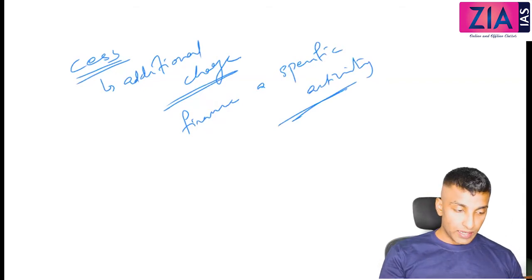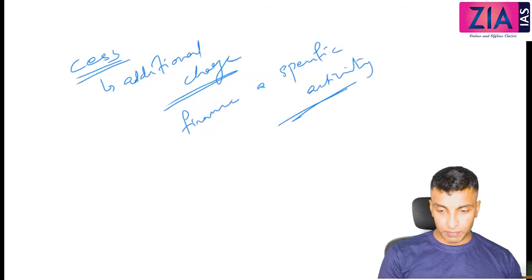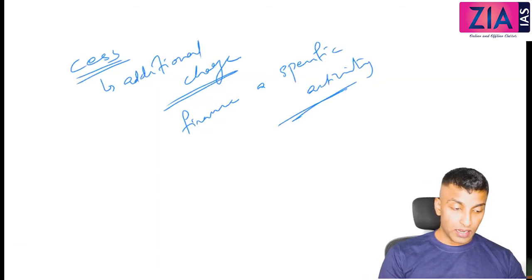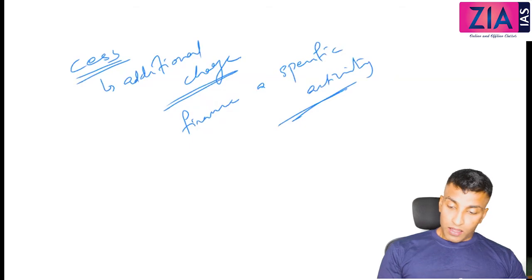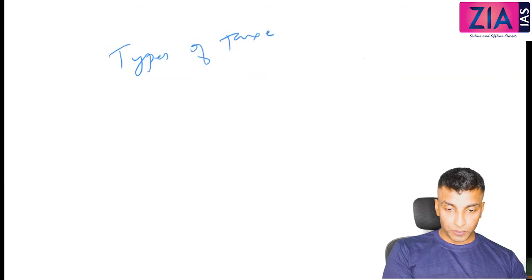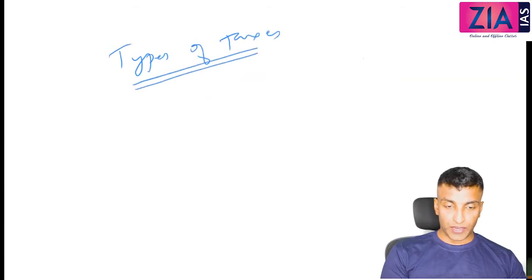Okay, so you will see Swachh Bharat cess, Krishi Kalyan cess, etc. It is basically to finance a specific activity, which will be imposed upon the tax. Now, next heading you can give us the types of taxes. Different types of taxes.